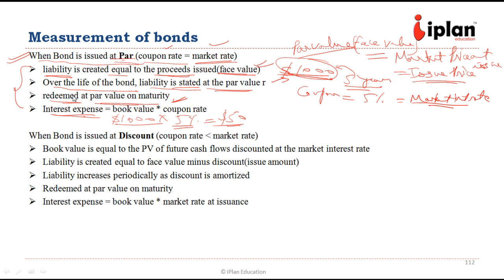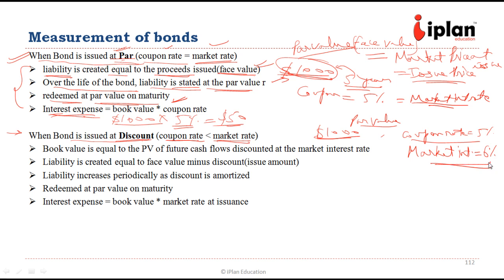So the treatment for interest expense and book value is very simple for the bond which was issued at par value. But there will be a difference when we are talking about other bonds. So let us look at the case of a bond which is issued at a discount. Since the coupon rate which is given by the bond is less than market rate, the bond will be issued at a discount. For example, if the par value is same as earlier, $1,000, and coupon rate is say 5%, but the prevailing market interest rate is say 6%.